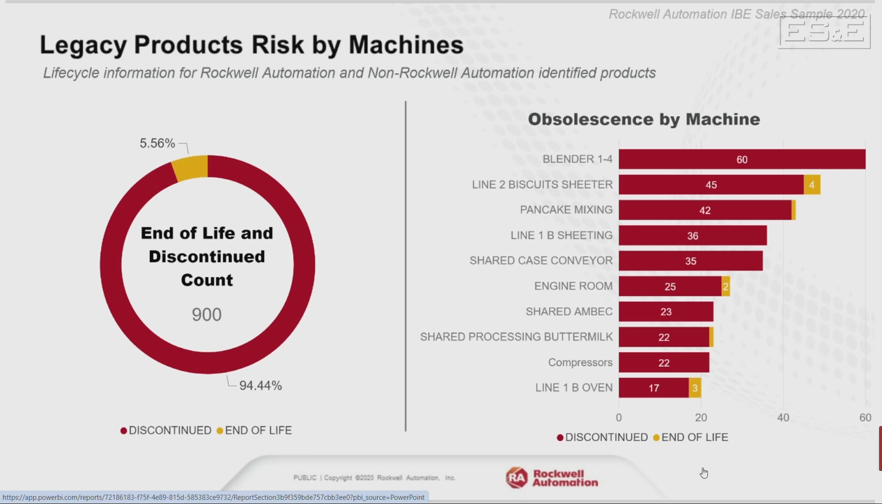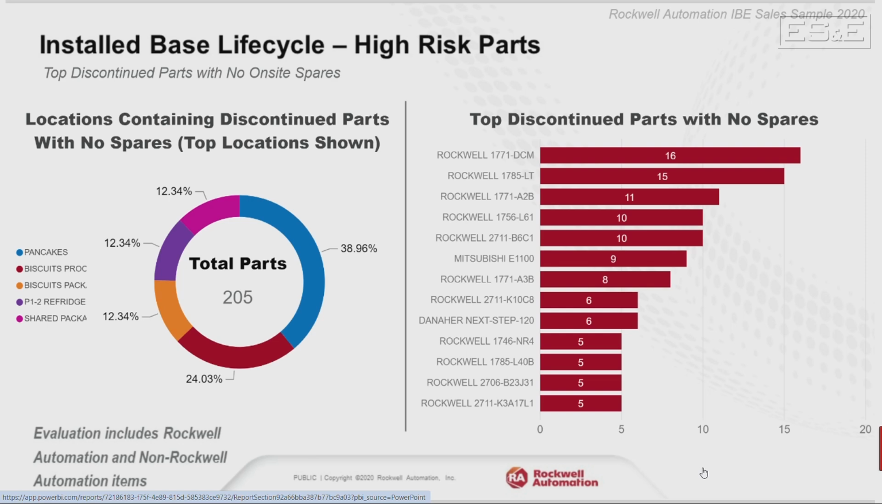This is your top discontinued parts that we didn't find any spares for within your storeroom. So in this particular case, a 1771 DCM, you show 16 of them on your plant floor in your install base, but we didn't find any in your inventory. So if something happens to one of these, this is a part we can't buy new anymore. We need to at least have a plan in place or be thinking about what we're going to do. Like I said, on these discontinued, repair options or exchange options are sometimes available, but that might not be something that we want to plan for.